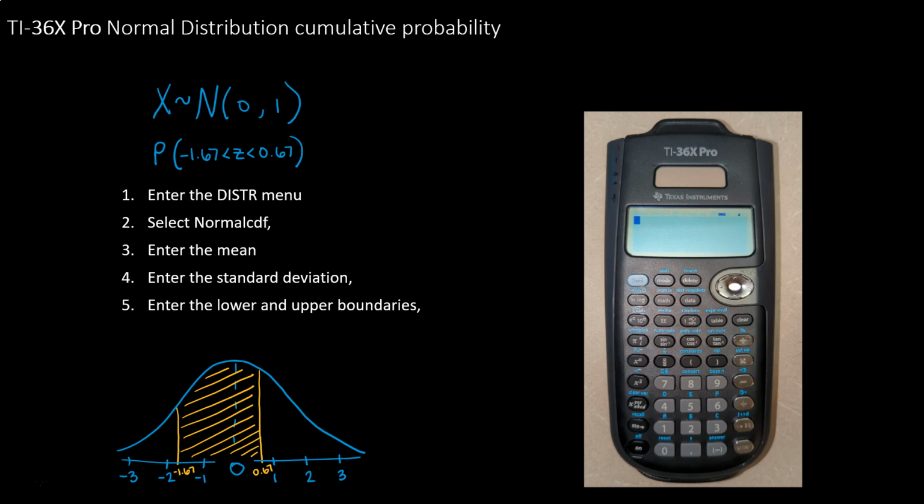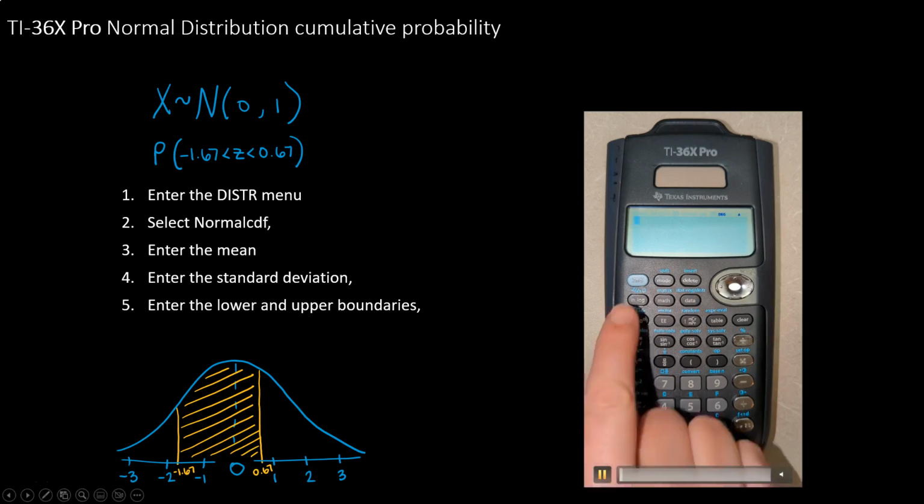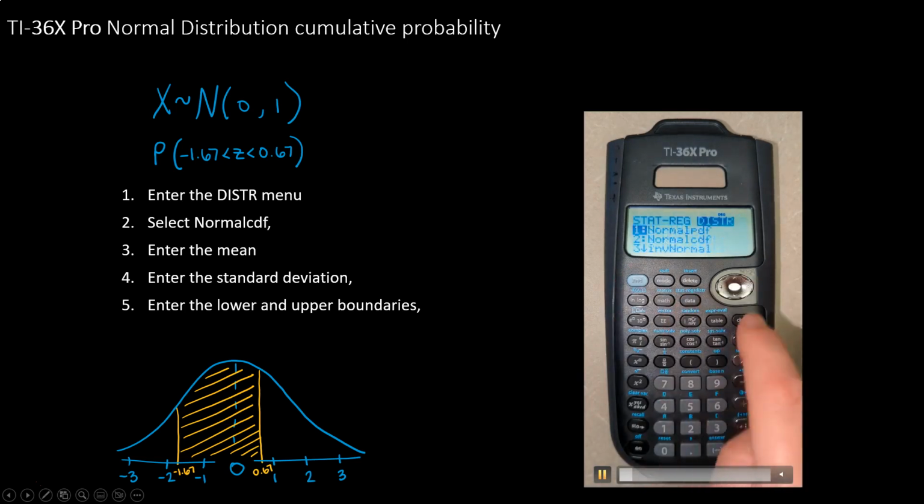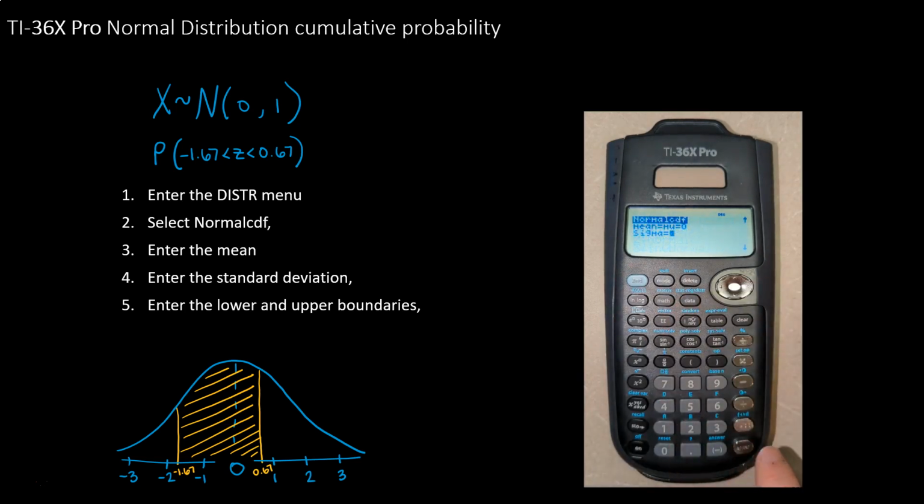And if we're looking for the probability of a z-score being between negative 1.67 and 0.67, then we're looking for the area that's shaded under the curve in the diagram on the screen. So to access this built-in function, we're first going to enter the distribution menu, select normal CDF, and enter the mean and standard deviation. These boundaries are simulating negative infinity to positive infinity.